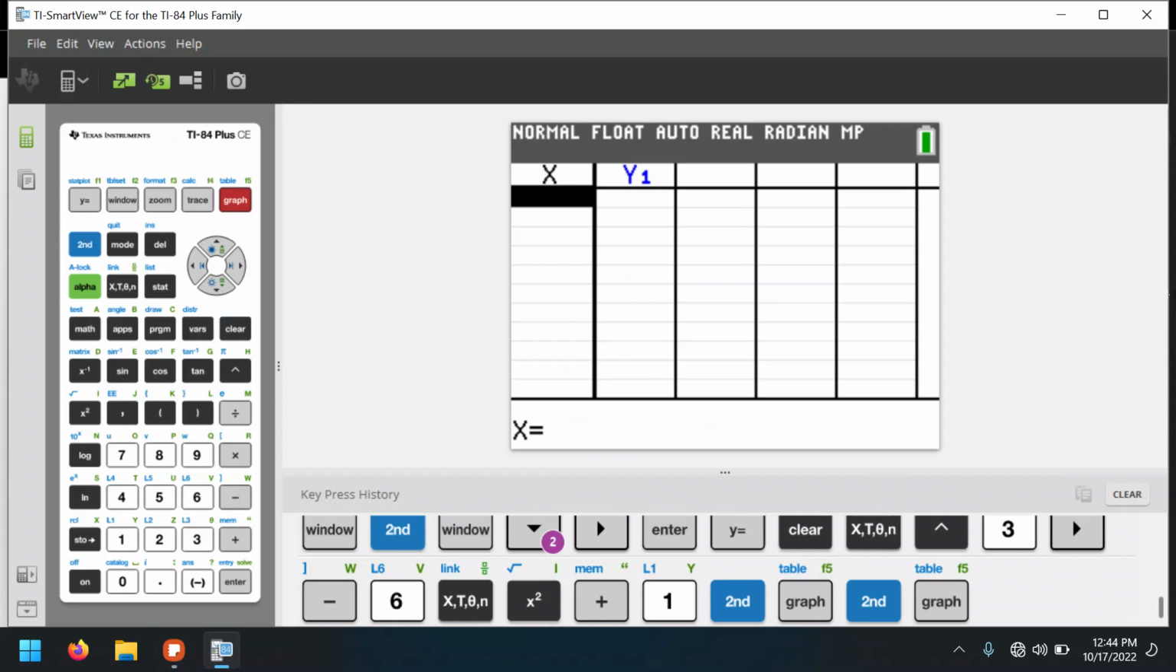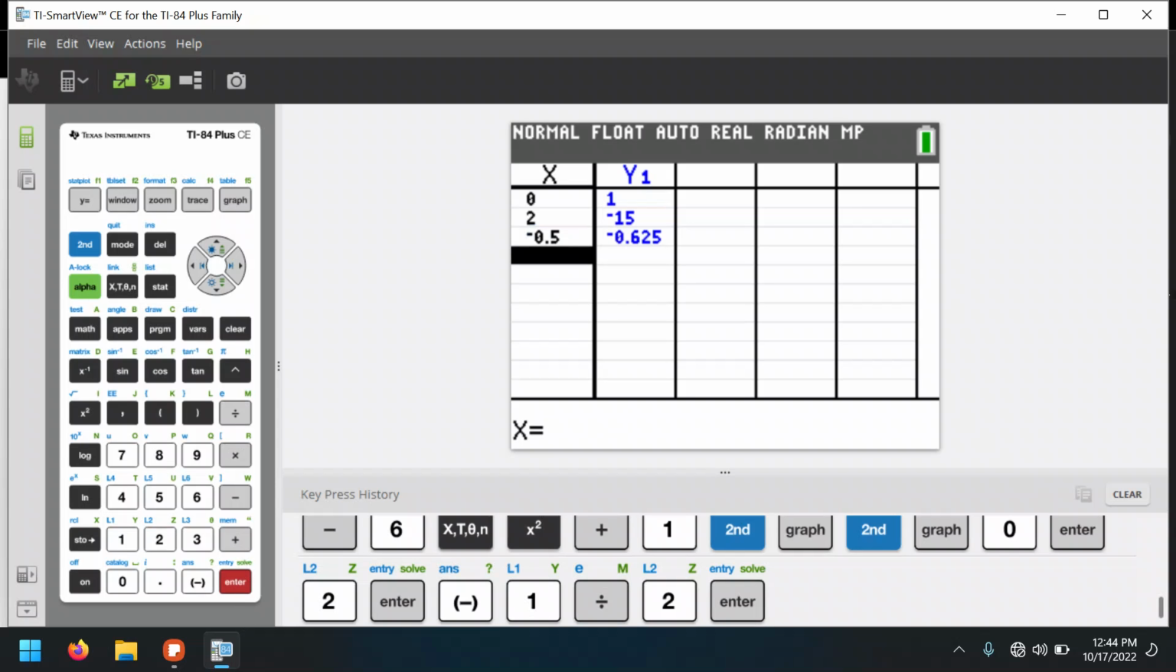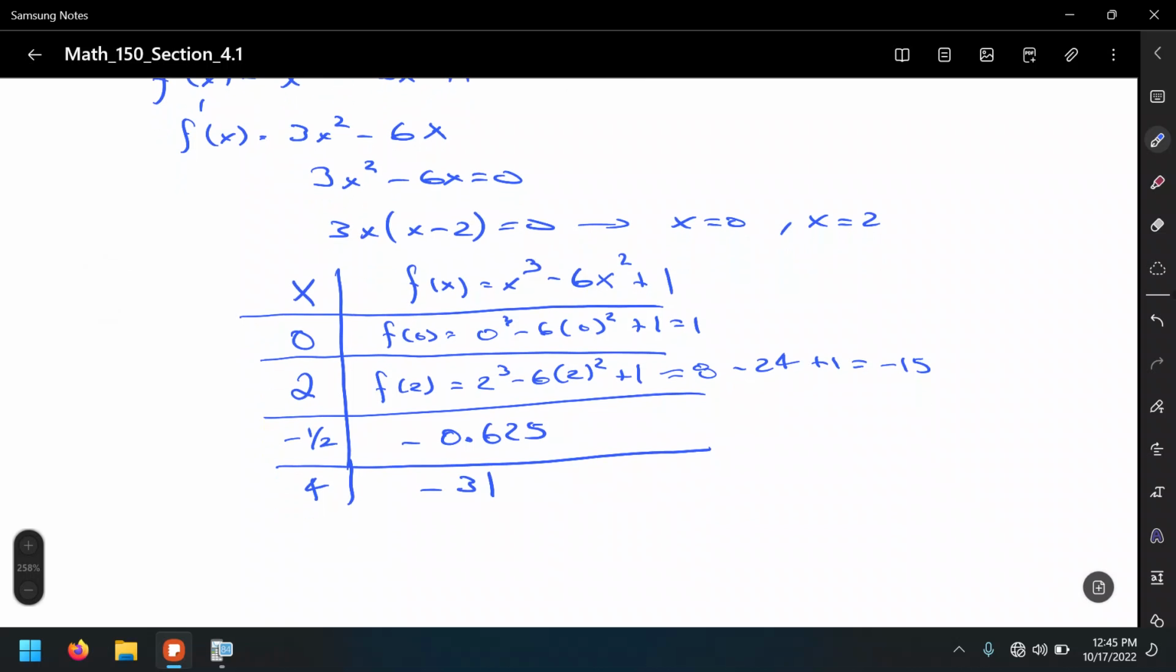So second table, 0, enter. We get 1 again, right? And what was the other one, 2? Negative 15. And what's the next one? Negative 1/2, negative 0.625. And 4, negative 31. Now from here, looking at the table, we are going to decide which value is the maximum and which value is the minimum.